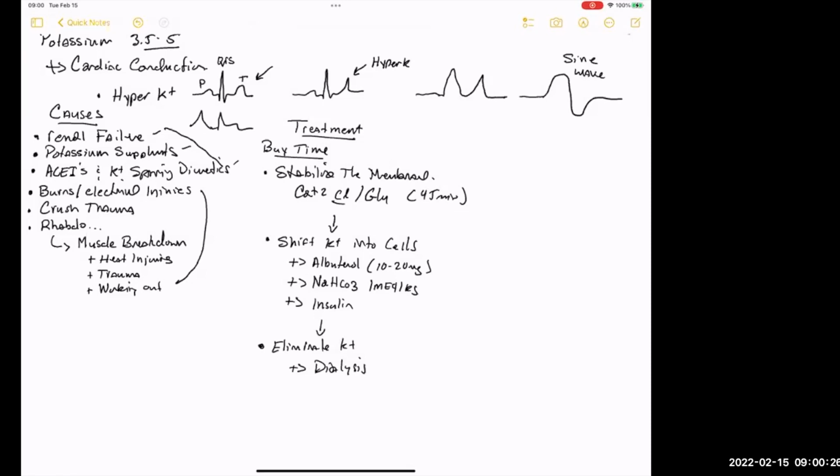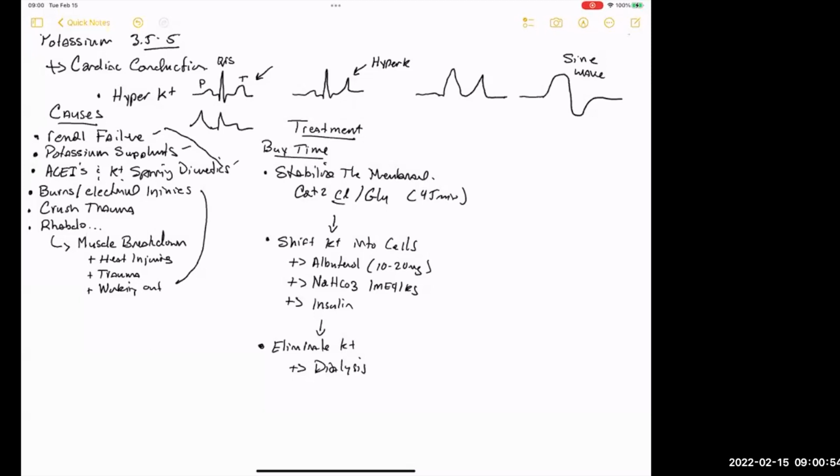With hypokalemia, you can just get general signs and symptoms of weakness, malaise, and just real non-specific. In both cases of hyper and hypokalemia, the constitutional or the general signs and symptoms are fairly non-specific: weakness, not feeling well, malaise, etc. So a lot of it comes down to what is the patient's history.